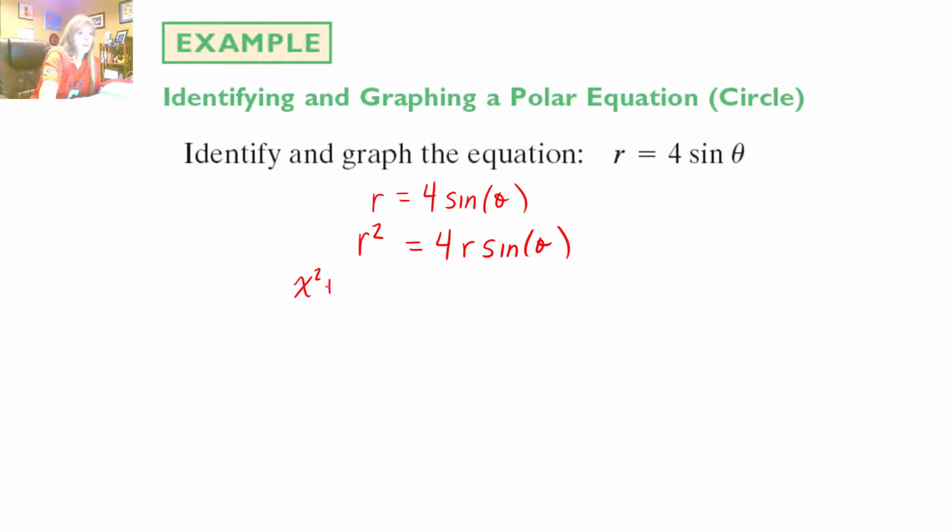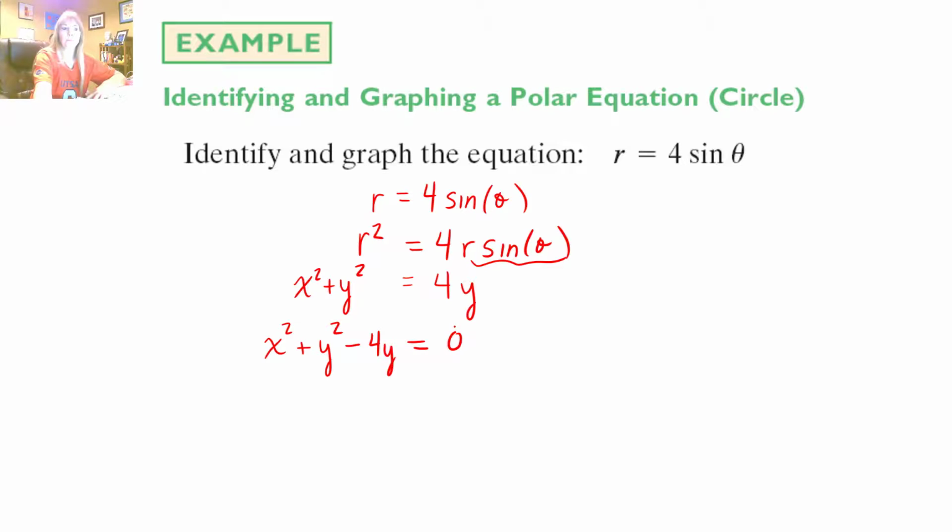And like you saw in that previous example, r squared is x squared plus y squared, and this would be 4y. All right, so I can kind of see there's something going on here with a circle, but I need to get this in the actual right form. So I'm going to move the 4y to the other side: minus 4y equals 0. And now I need to figure this piece out.